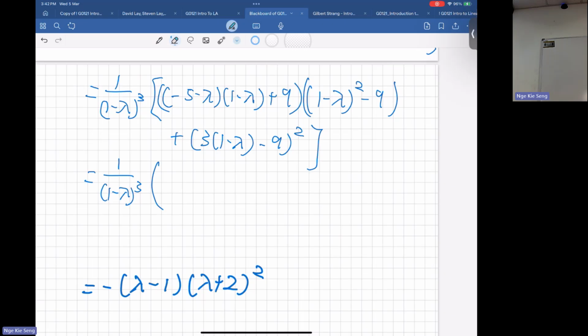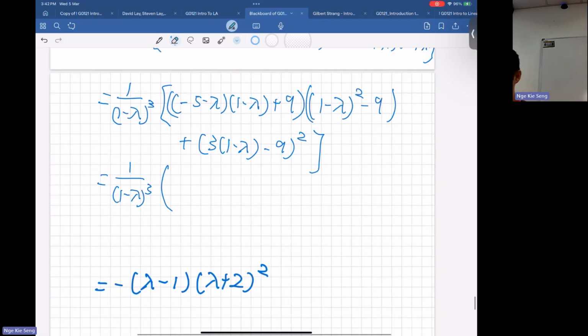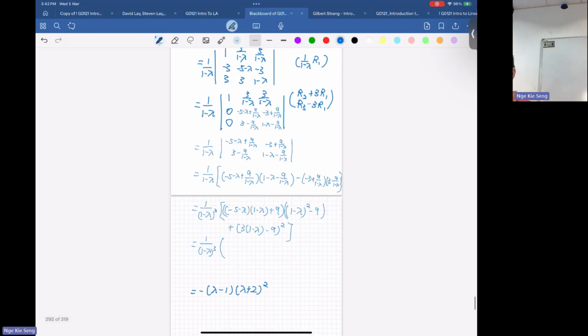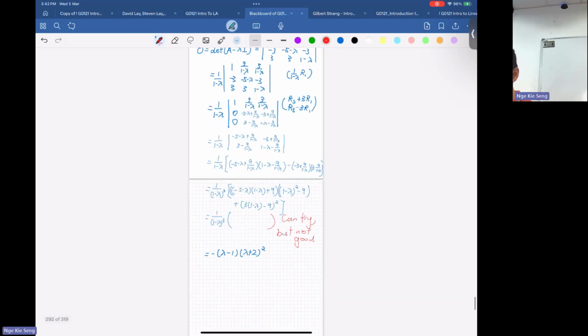Okay, I think in this case, this is not a very nice way to proceed. Actually, the traditional way is easier. So this one you can try, very good, but not good. Okay, but I think Nicole tried a better way.